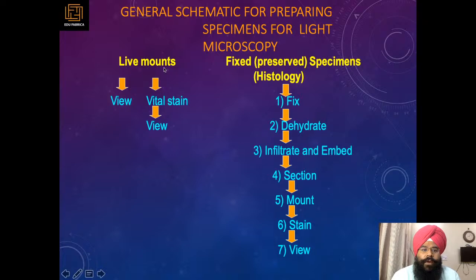So these are the live mounts. For the live mounts, you view them, vital stain, and then view them. For the fixed preparations, this is general for light microscopy: you fix it, dehydrate it, infiltrate it, embed it, section it, mount it, stain it, and view it.